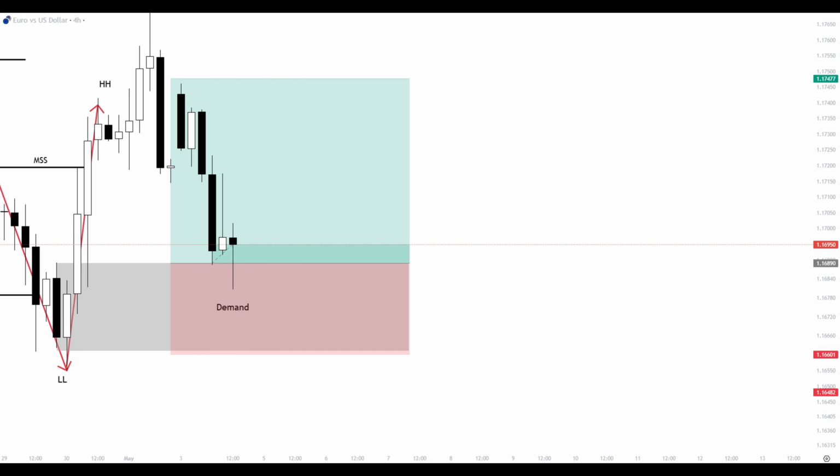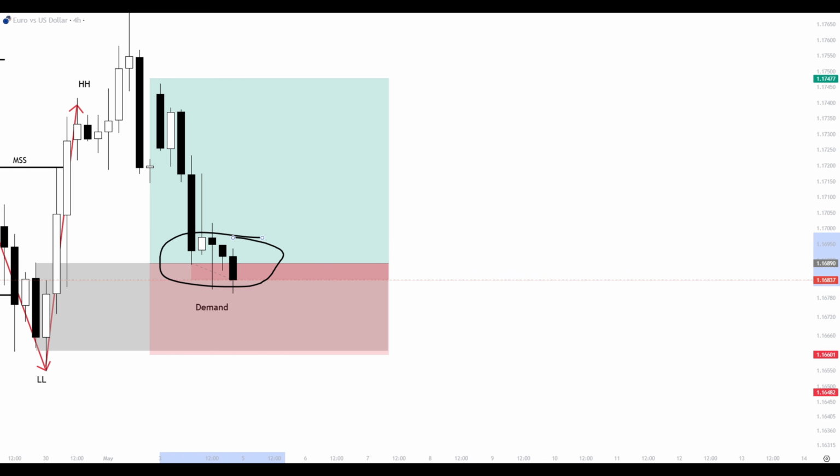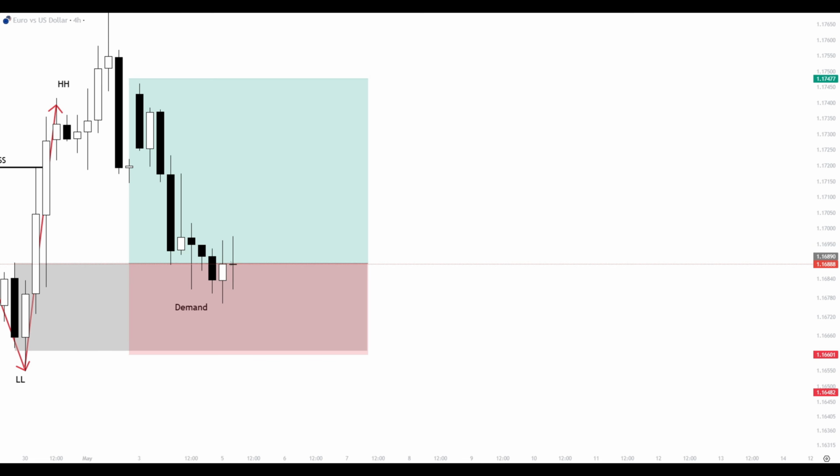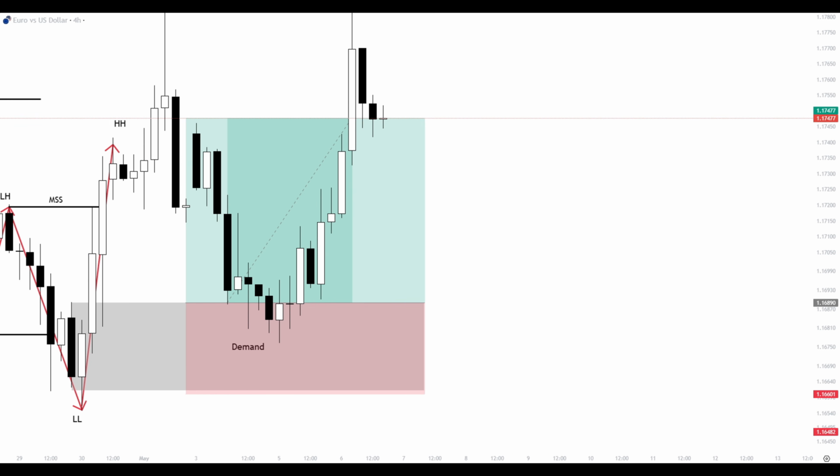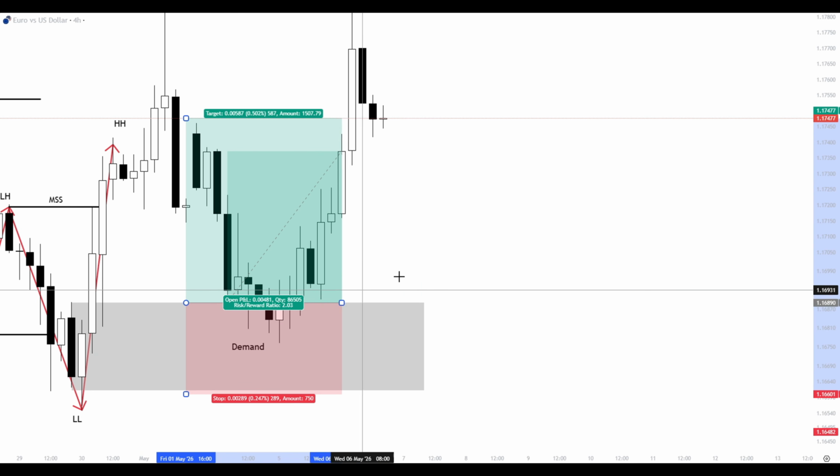Price is pulling back down, eventually hits the demand. That means that the buy setup has opened. It bounced to the upside after hitting the demand, and this bounce keeps holding up, and it eventually closes the position on the take profit getting hit.